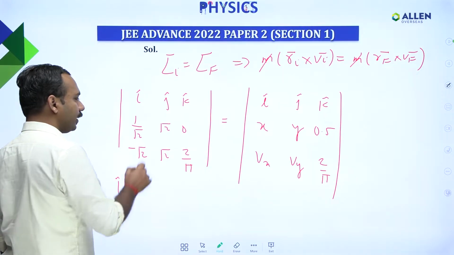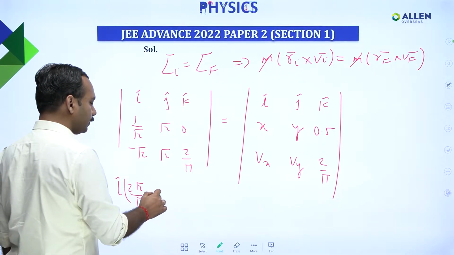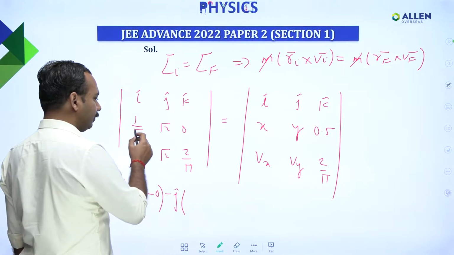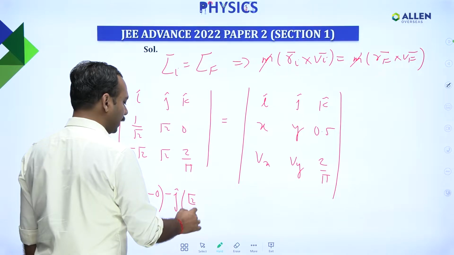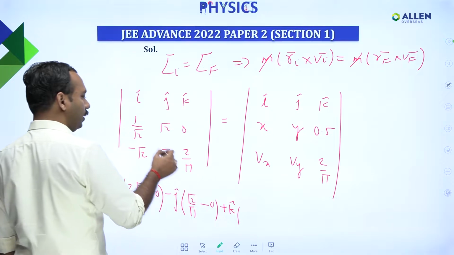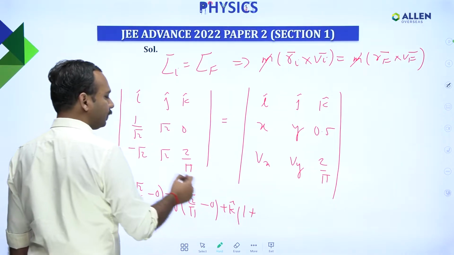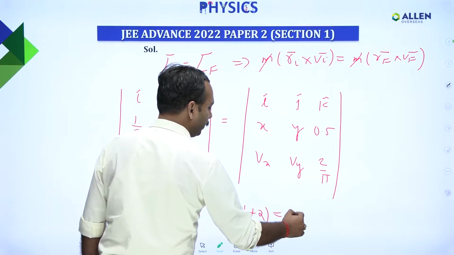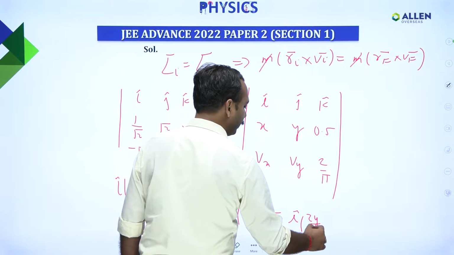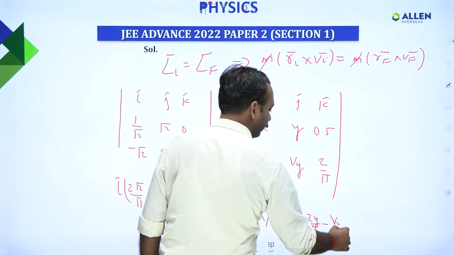That is i times root 2 times 2, so 2 root 2 by pi, minus 0, minus j cap. For j cap, you will see it will be 1 by root 2, so root 2 by pi minus 0, plus k cap. When you take the k cap, you will be multiplying, so that will be coming 1 plus 2. That will be equal to i cap: y times 2 by pi, so 2y by pi, minus 0.5 Vy.